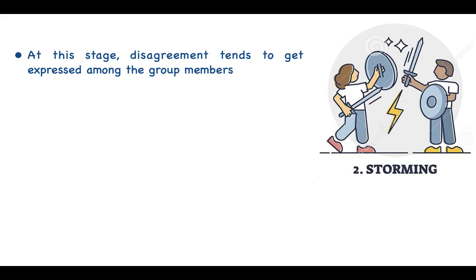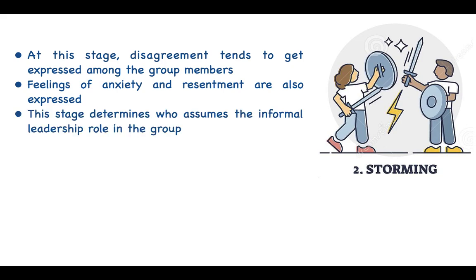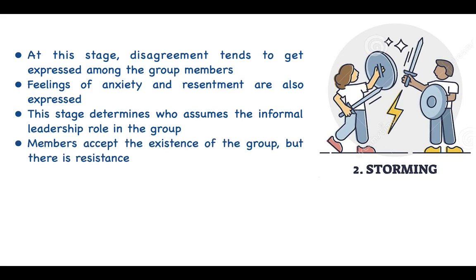there the disagreements start. So, disagreements tend to get expressed among the group members in this stage, and there are feelings of anxiety, they will feel resentment. So all these things will also be expressed during this stage. And here people will start assuming informal leadership roles also. They will start feeling that I am the leader of the group, I am the leader of the group. So the role clarity is also not there.